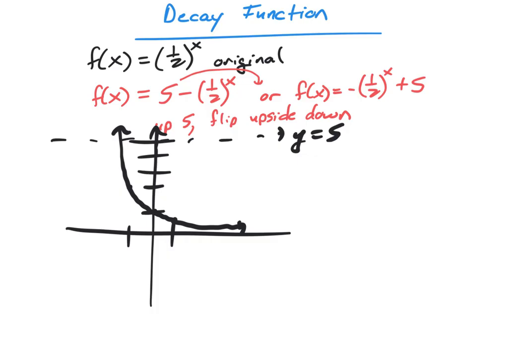So y equals 5 is my horizontal asymptote again. That's the line it's going to approach. But instead of decaying and being on top of the asymptote, now it's going to flip upside down. Okay, and this is probably where using your calculator would be helpful.